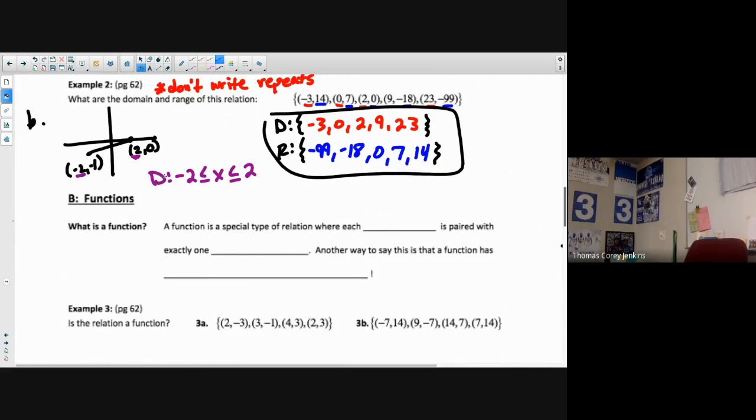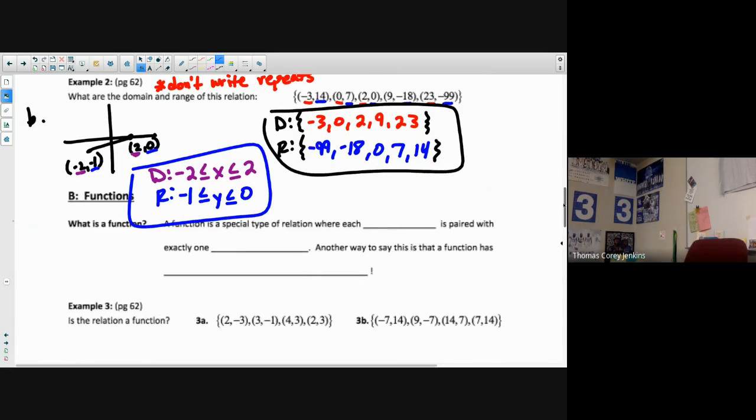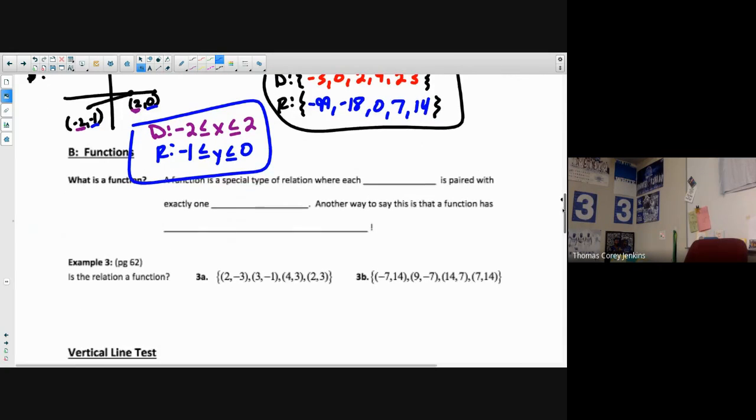And then for the range, we are looking at y values. So the smallest y value is -1, the biggest is 0. So we go from -1 up to 0. So a little bit of a different beast for a continuous function. There's also an example C on the filled out notes that you might want to look at as well.